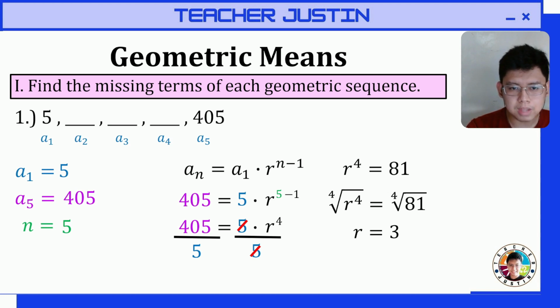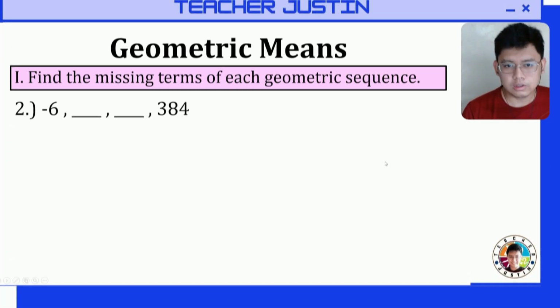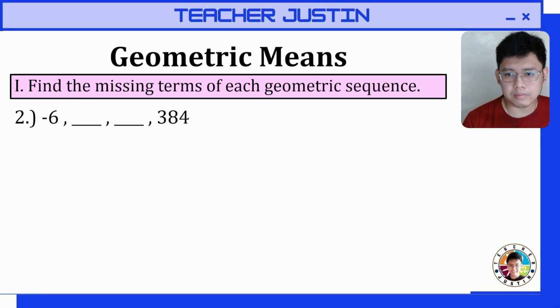So, we will multiply our first term by 3 to get to the next term. So, 5 times 3 is 15. 15 times 3 is 45, and 45 times 3 is 135. Tapos, 135 times 3 is 405. And that will complete our geometric sequence. Tada! Alright.